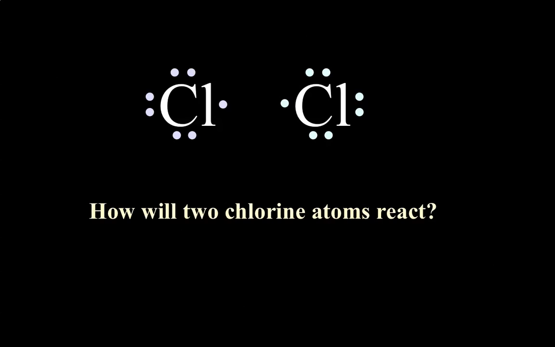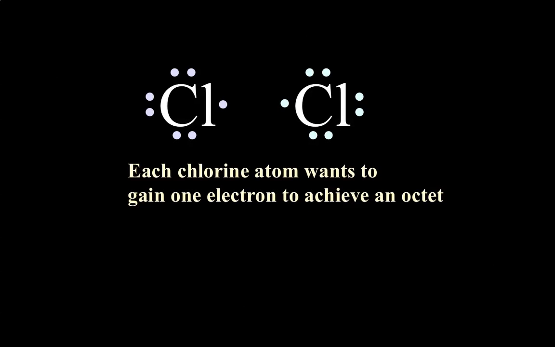So how will the two chlorine atoms react? Each chlorine atom has 7 valence electrons, and each chlorine atom wants to gain one more electron. Neither of the chlorine atoms wants to give up an electron; they both want to take and accept an electron because they're only one away from 8.